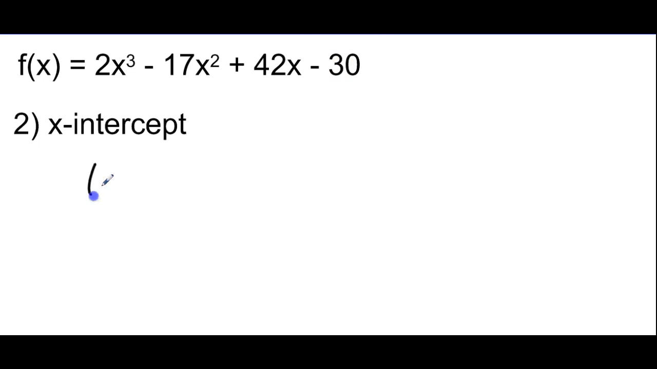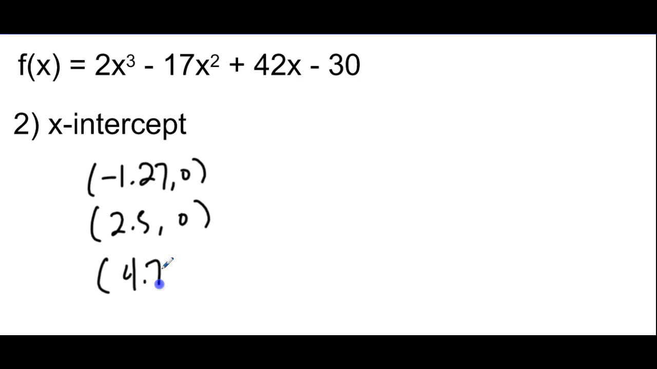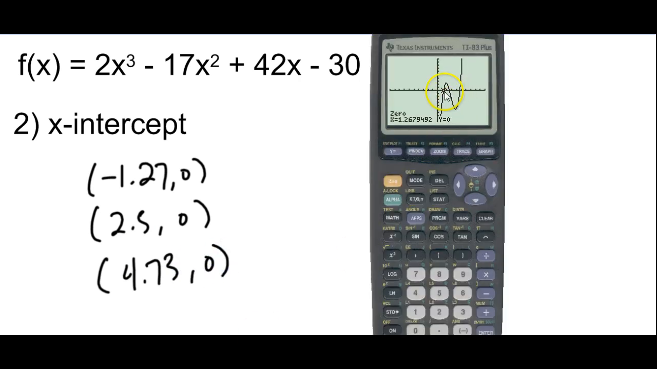Let me write that down. The first one is negative 1.27 comma 0. If you do that for all three of them, the next is 2.5 comma 0, and the last one is 4.73 comma 0. So again, second trace 0, you're going to go left bound, right bound, guess, enter, and it's going to give you the x-intercepts.